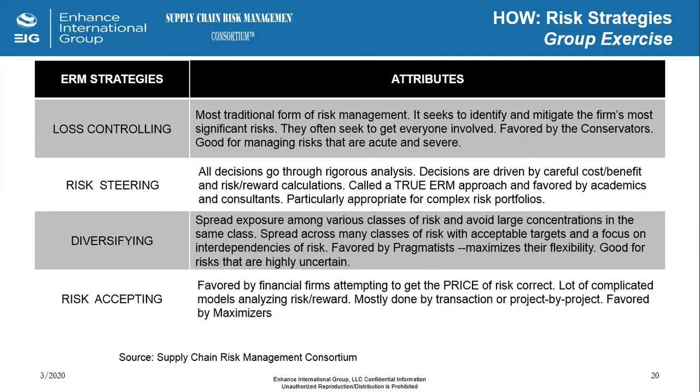And the last definition, risk accepting. It's favored by financial firms attempting to get the price of risk correct. A lot of complicated models analyzing risk, reward, cost, benefit. It's mostly done by transaction or with large projects. It's favored by the maximizers. So we've given you 4 risk perspectives and 4 risk strategy definitions. And now we'd like to go to the polling.